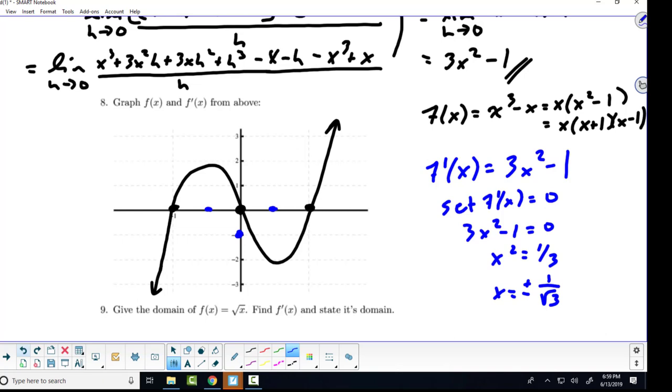So now we know it's a parabola. We can go ahead and finish graphing it roughly. We get something like this. Any questions up to this point?